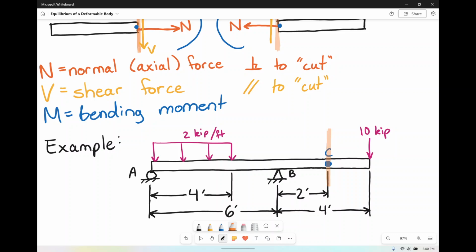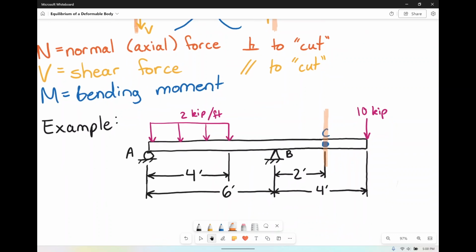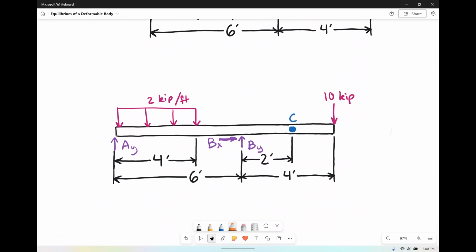So step number 1 usually is to find the reaction forces, but depending on which side you take, you may or may not need to do that. So hopefully at this point you're kind of getting the hint about which side would be the better side to do for the internal forces, but yep, we're going to start off with the terrible one. So let's start by finding our reaction forces.